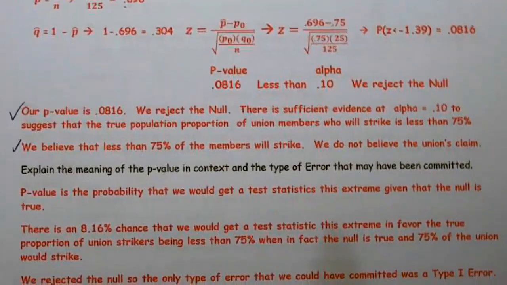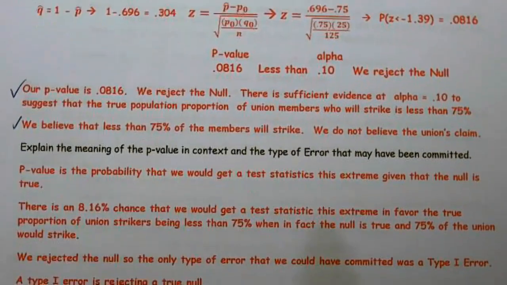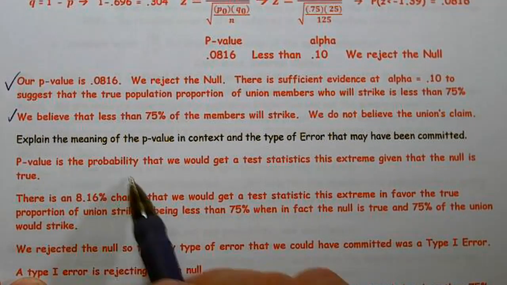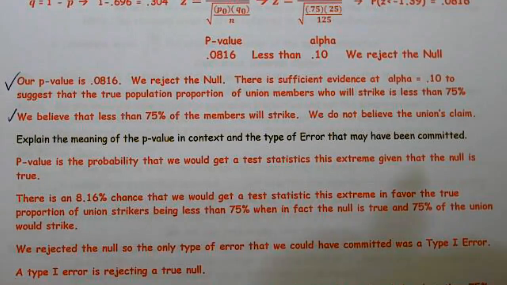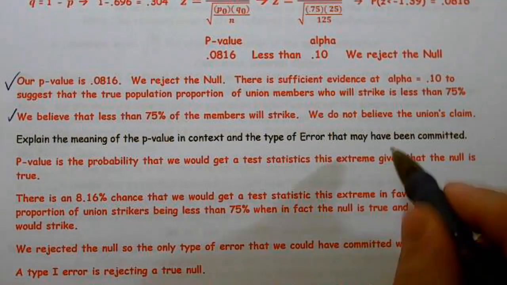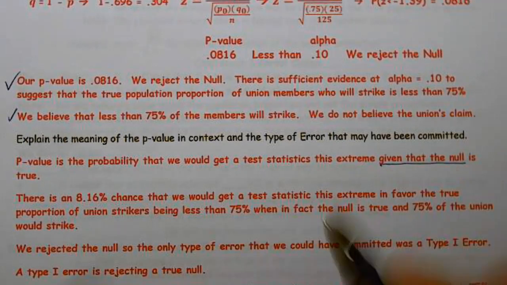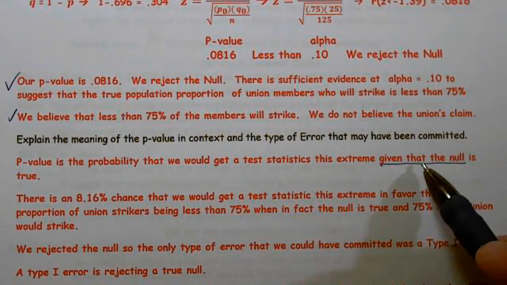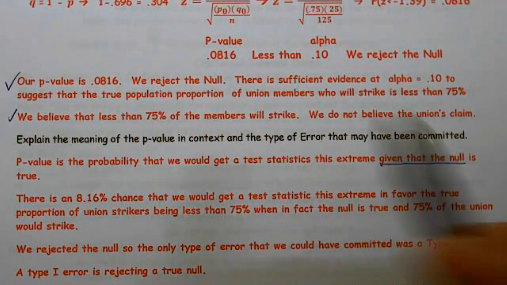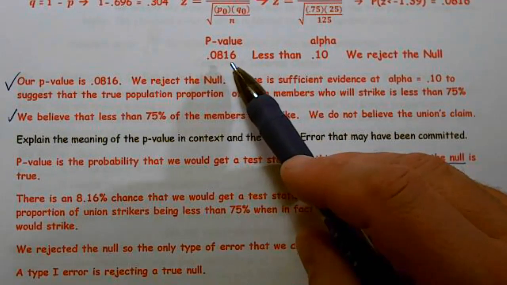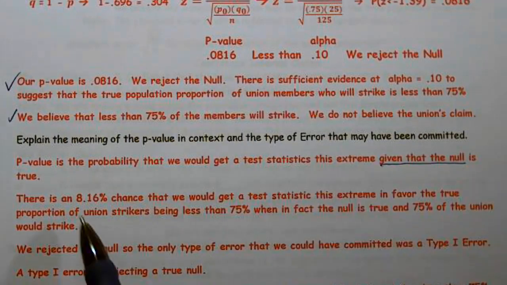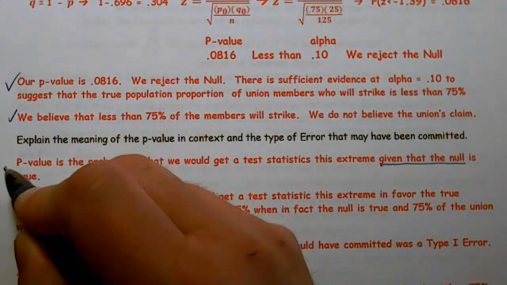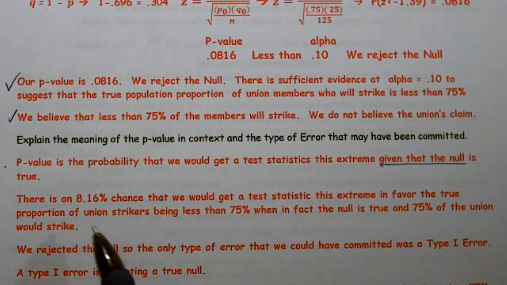So explain the meaning of the p-value in context and the type of error that may have been committed. Well, p-value, we always start off with our definition, is the probability that we get a test statistic this extreme given that the null is true. Please don't forget that given. All right. Why? It's a conditional probability. So if the null is true, or believing that the null is true, we have about an 8.16% chance. And that's what we say when we actually put it in context. Remember, the definition gets you no points, but this is a good idea to start off so that the reader knows you know what you're talking about.